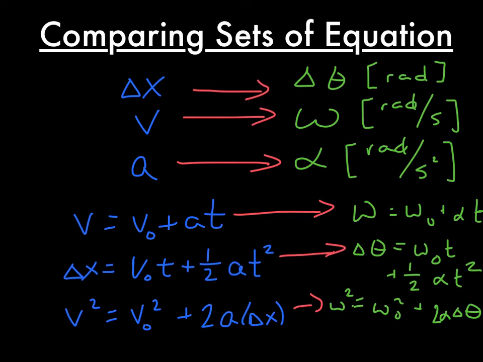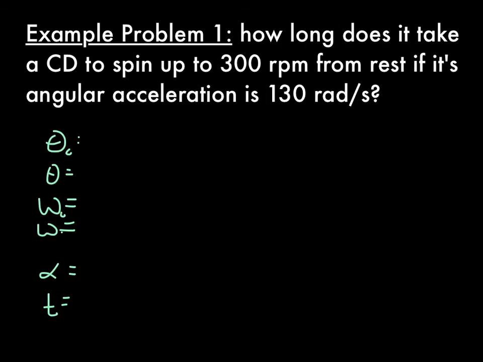Now we've established angular quantities. In this case, delta x goes to theta, v goes to omega, a goes to alpha. Pretty much you replace all of these 1D motion things with squiggly letters, is how I like to say it. So everything you learned about 1D motion can be applied to 1D rotational motion. So let's work a couple problems.